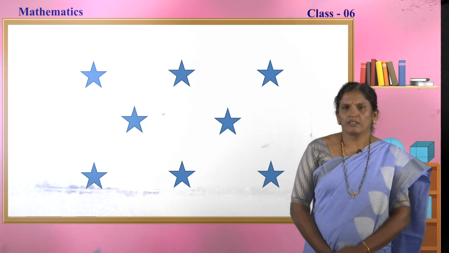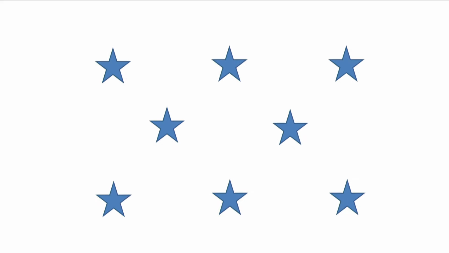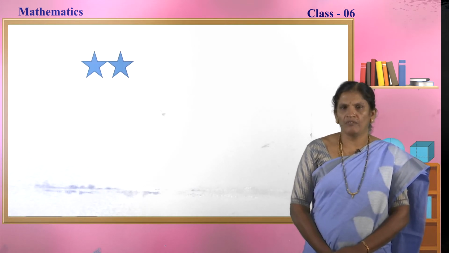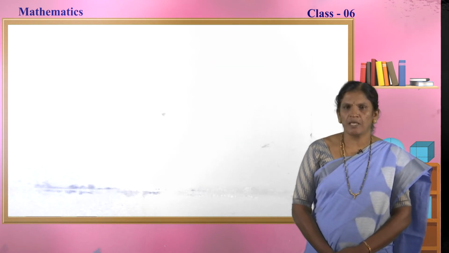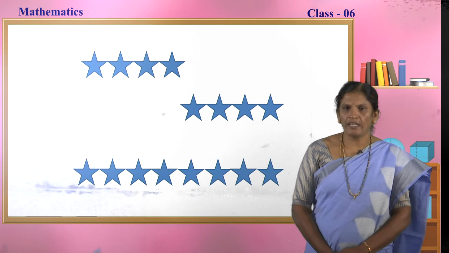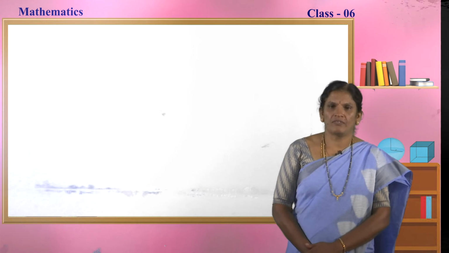Now this is an example for factors again. Count the number of stars. 1, 2, 3, 4, 5, 6, 7, 8. There are 8 stars. If we group those stars 2 in one group, we get 4 groups. If we group the same stars 4 in each group, we get 2 groups. If we group the same stars 8 in one group, we get one group. Tell me children, now what is a factor?